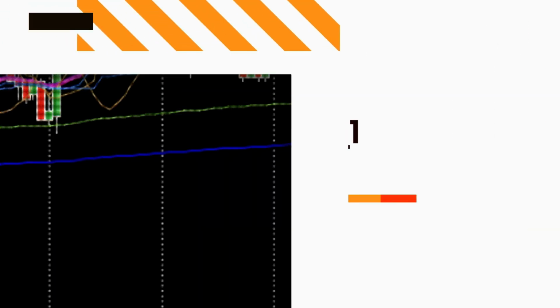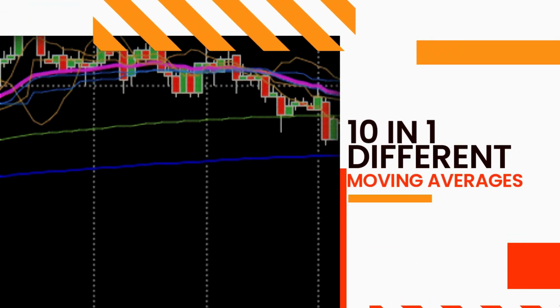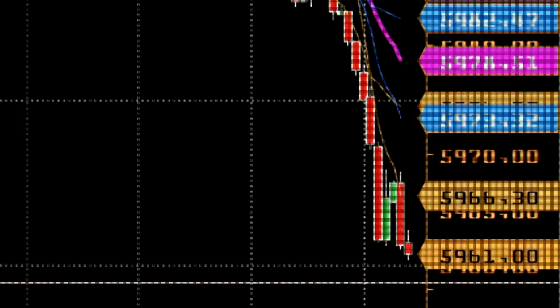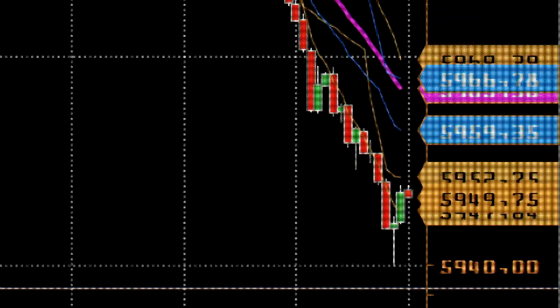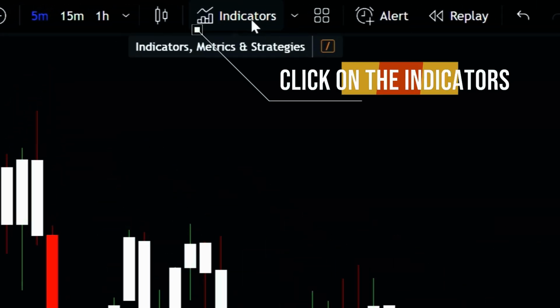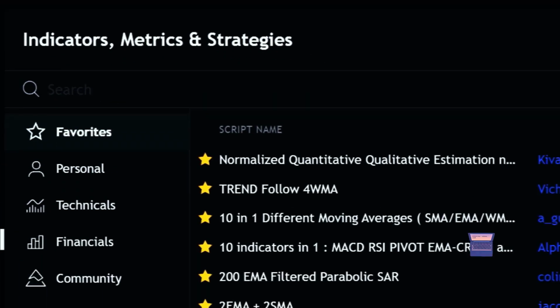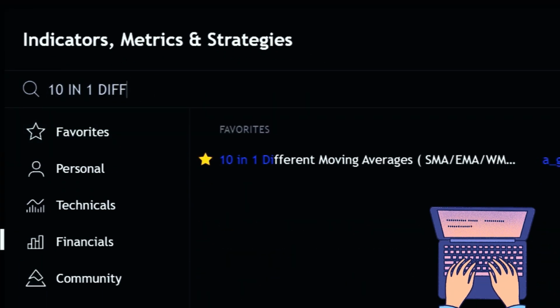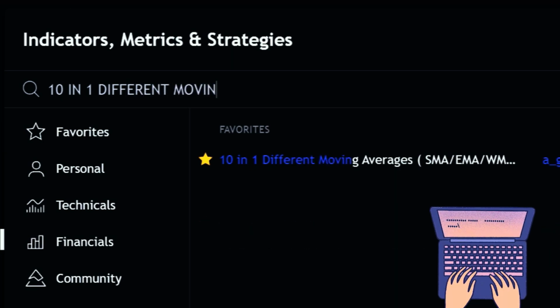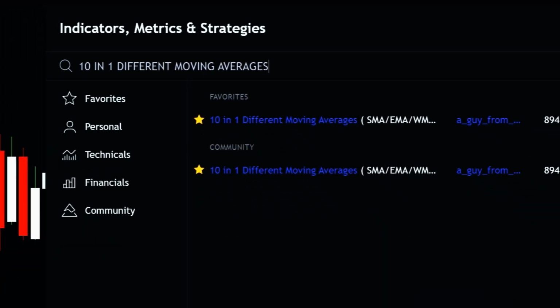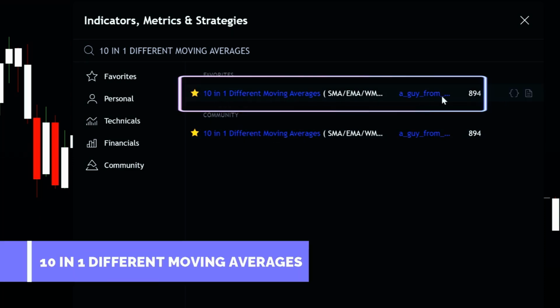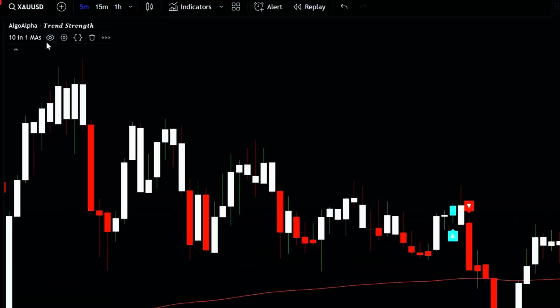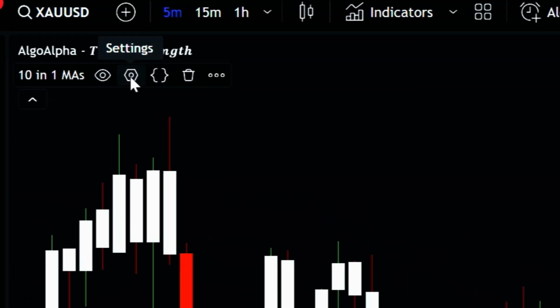It's called the 10 and 1 different moving averages indicator. I know, the name is a mouthful, but trust me, this bad boy works like magic. Let me walk you through the setup so you can experience its awesomeness for yourself. Once you've added the indicator, we're gonna focus on the input section and set up 3 moving averages.